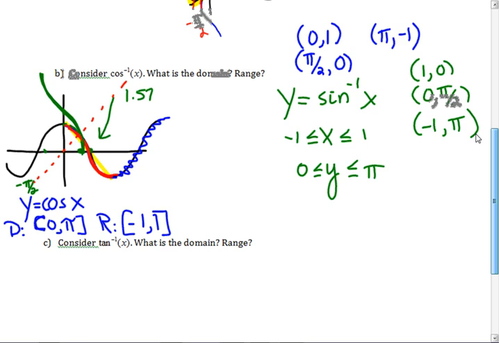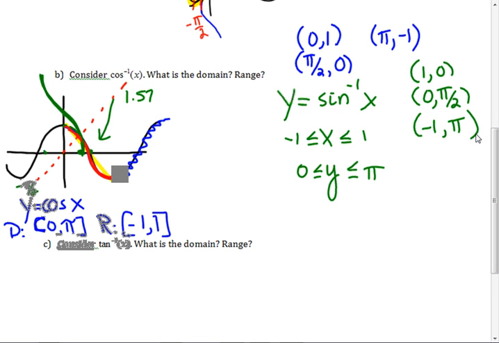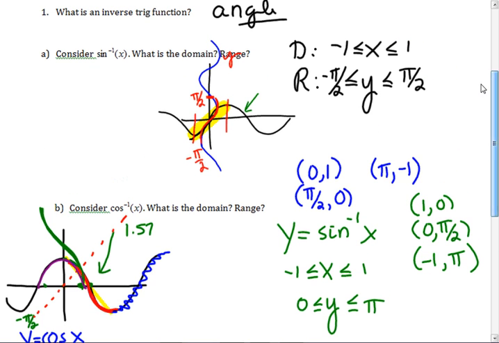So if I were to take, let me try and find another color. If I were to take this part of my graph and you invert it, you find the inverse, I'm not going to get a function, am I? Okay. And again, if I were to take from 0 to pi, I've got the same problem here. Sorry, I'm off a little bit. If I try to find the inverse of that, I'm not going to get a function.